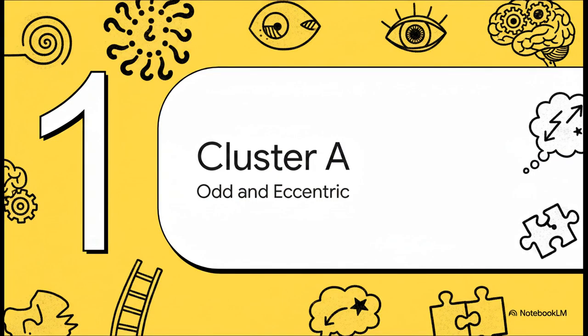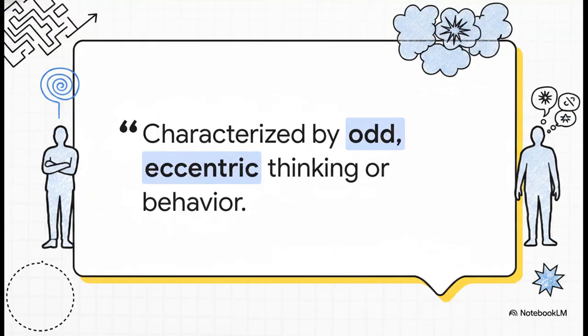All right, moving right along to Section 1, Cluster A, odd and eccentric. The APA defines Cluster A as being characterized by odd, eccentric thinking or behavior. Now, it's super important to approach this specific group with a lot of empathy, because individuals falling into this diagnostic cluster often struggle profoundly with their social relationships. They might appear highly unusual to the people around them, and they often come across as emotionally cold or distant, usually preferring to just avoid close relationships altogether.